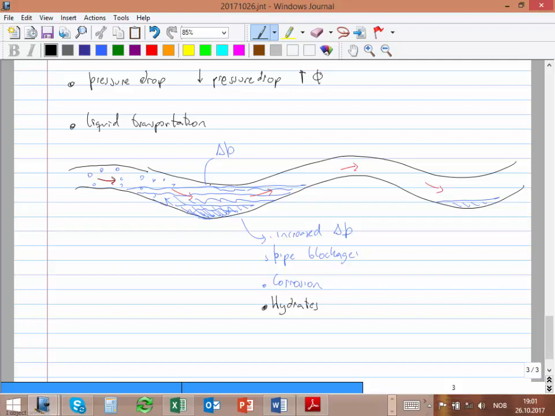And also, when this block occurs on the pipe, the pressure upstream will start to increase, because the gas cannot flow. When this pressure is high enough, then it's going to push this slug of liquid.